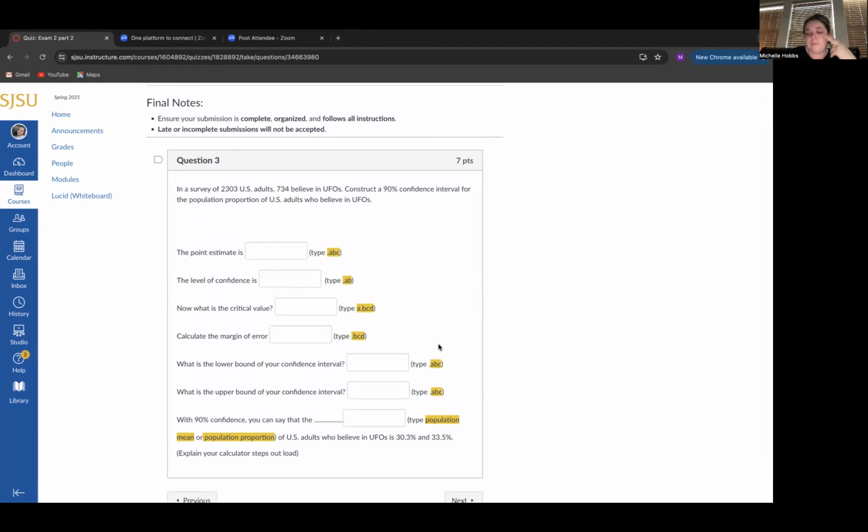All right. In a survey of 2,303 US adults, 734 believe in UFOs. Construct a 90% confidence interval for the population proportion of US adults who believe in UFOs. What is the point estimate, the level of confidence, the critical value, the margin of error?